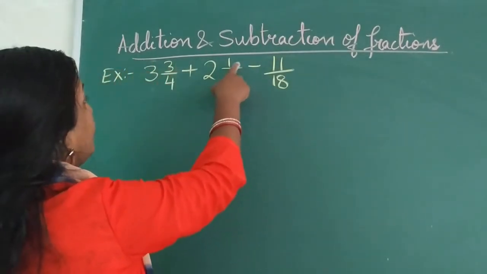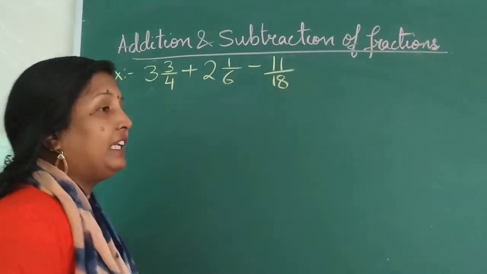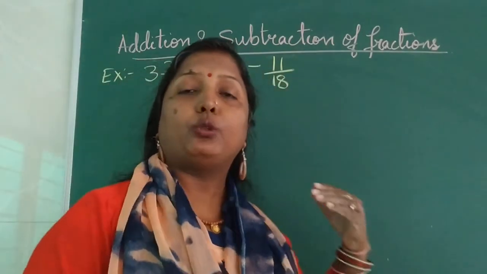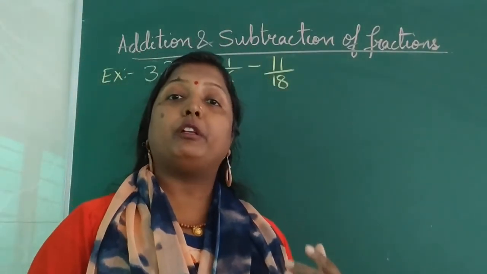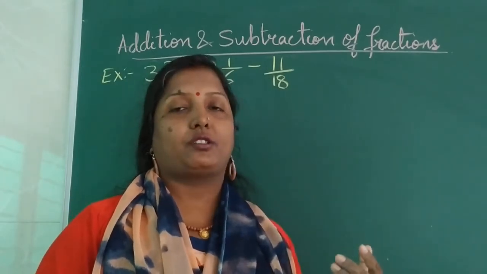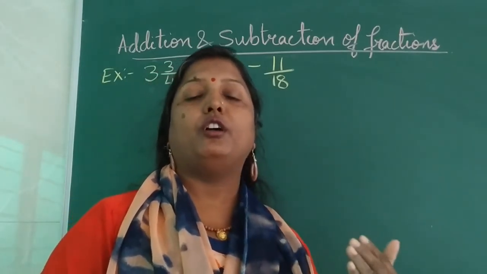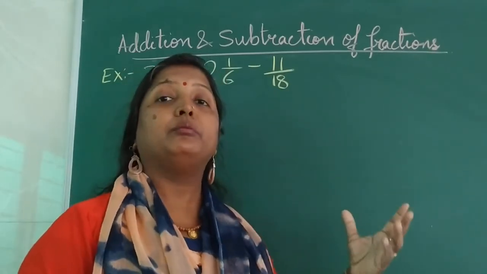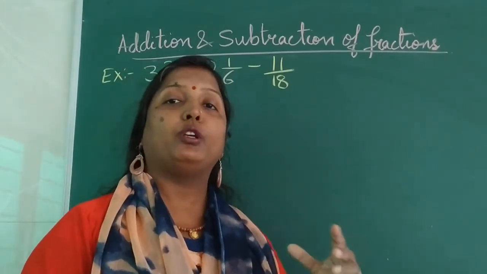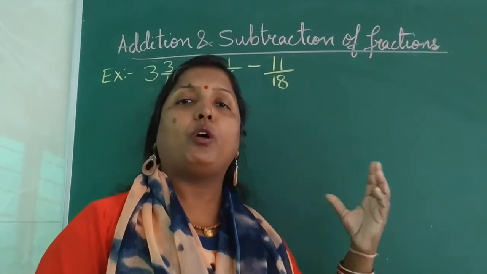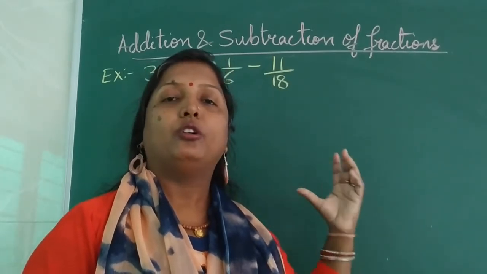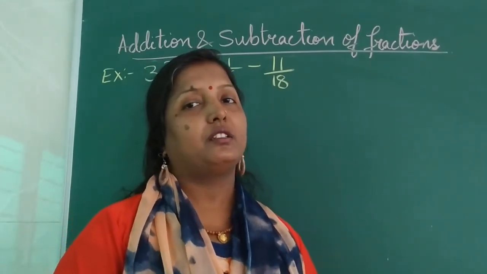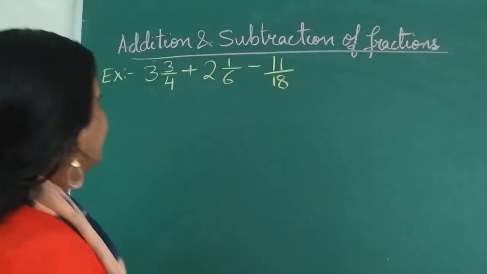3 by 4, 2 1 by 6 minus 11 by 18. Children, you will see when we do this addition, you will be revising all that we read just now: mixed fraction, conversion of mixed fraction to improper fraction, how to find LCM, comparison. The steps that we did there will all be coming over here when you do the addition and subtraction. Let us go for it.